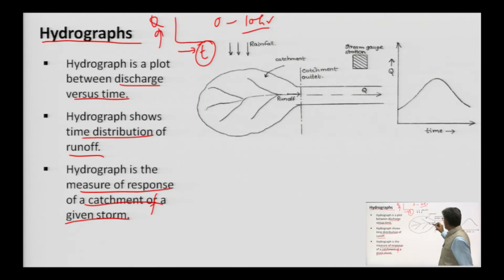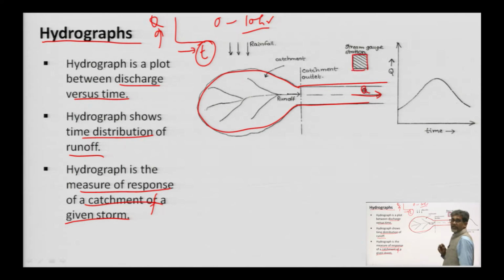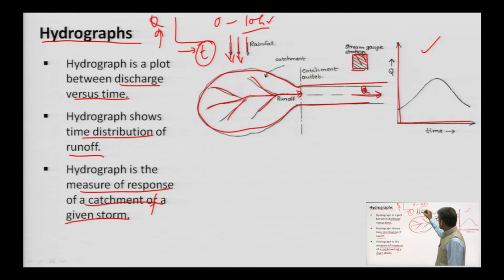So this is the catchment, and here the discharge has been recorded at the stream gauge station. These are the main stream and these are the distributaries. The graph between Q and T represents the hydrograph. If rainfall is the input, then this is the output.